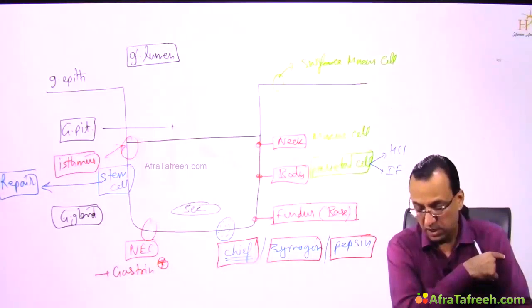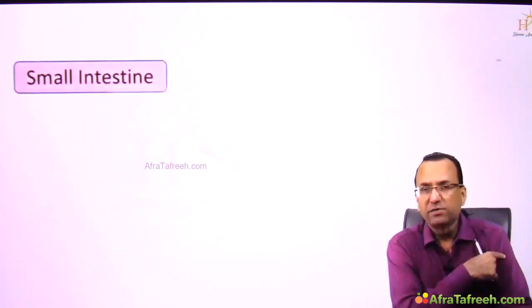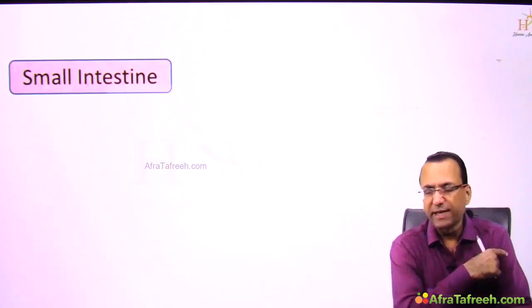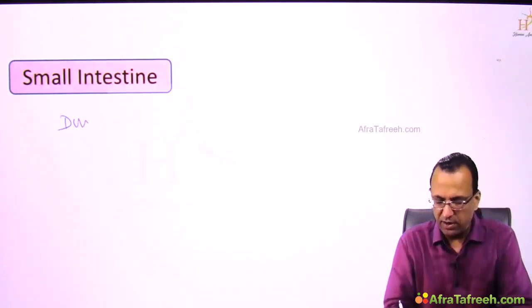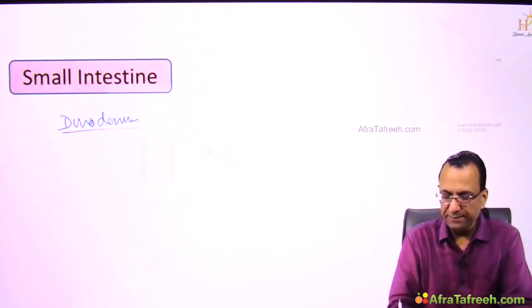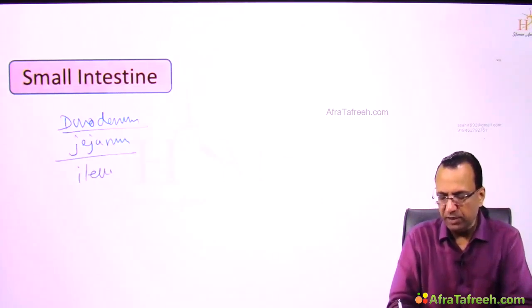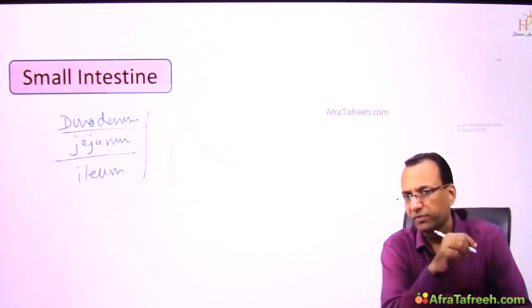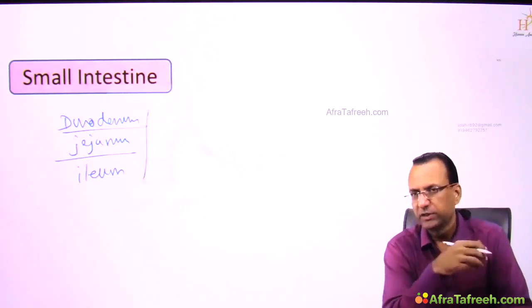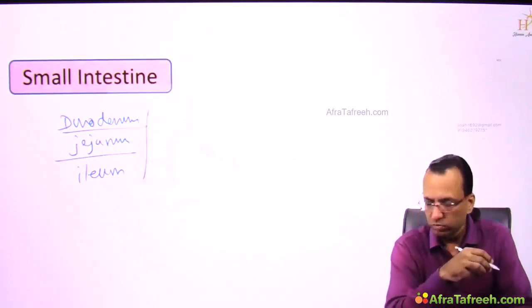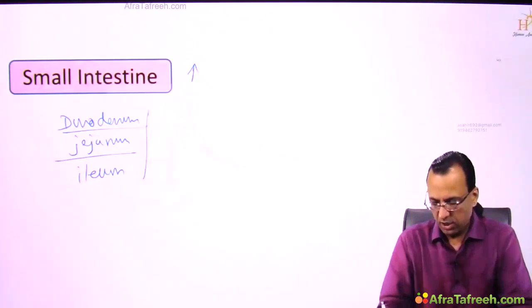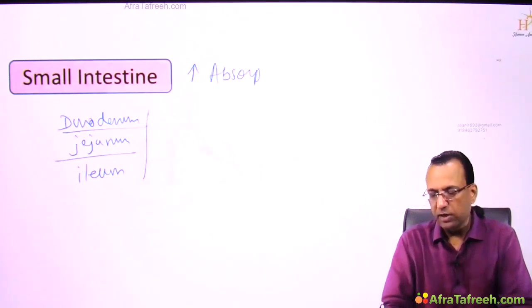In fact, now let us move on to the details of small intestine. And the small intestine is three parts. There is the duodenum, and then you have the jejunum, and then you have the ileum. How do you differentiate between the three? First of all, what are the common features? Common feature is that they are small intestine. So what is small intestine for? Increasing the absorption. And how do you increase the absorption?